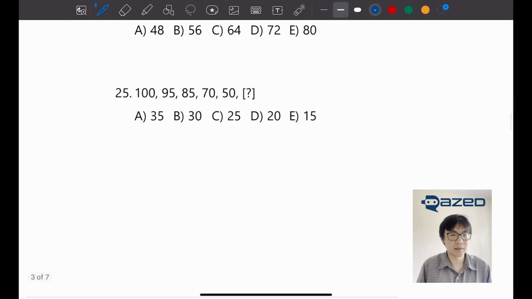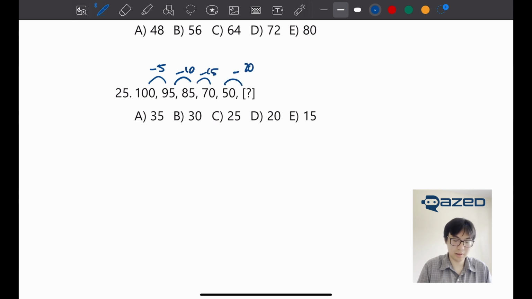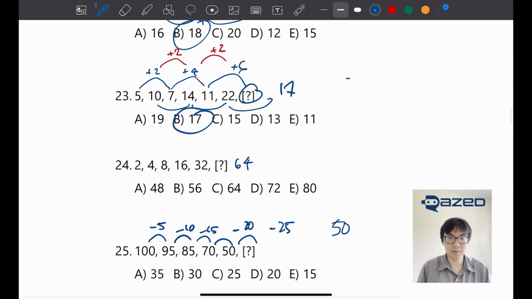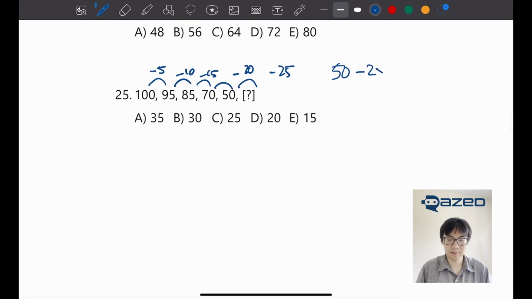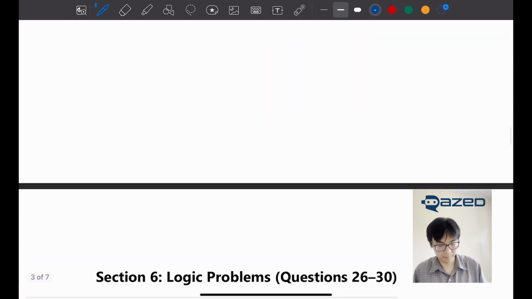Alright, next one, number 25. All the numbers are decreasing, but they're decreasing at an increased amount. So we see there's -5, and then it's -10, -15, -20. And therefore the last one will be -25. And so then we do 50 - 25, and we easily get 25. Great.